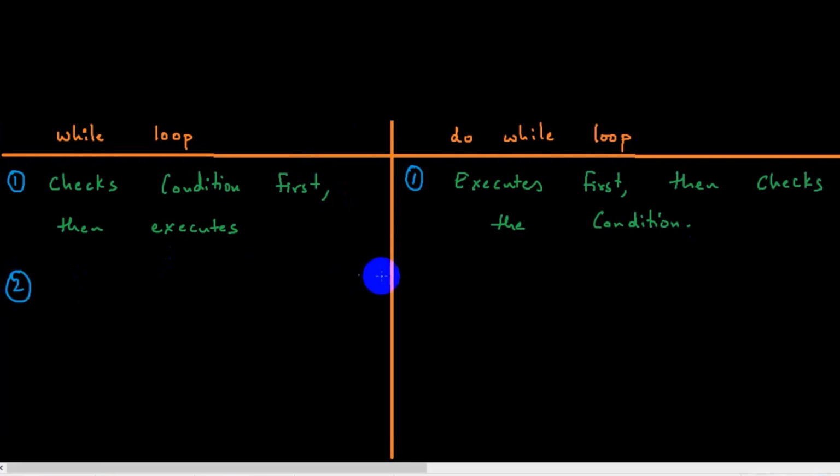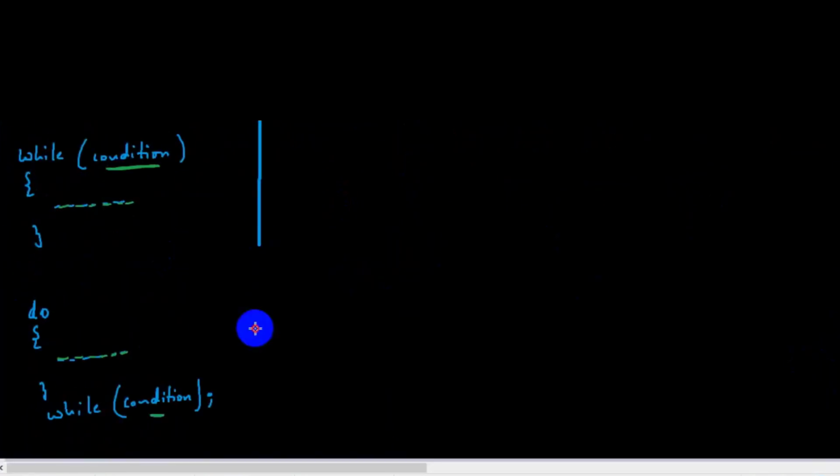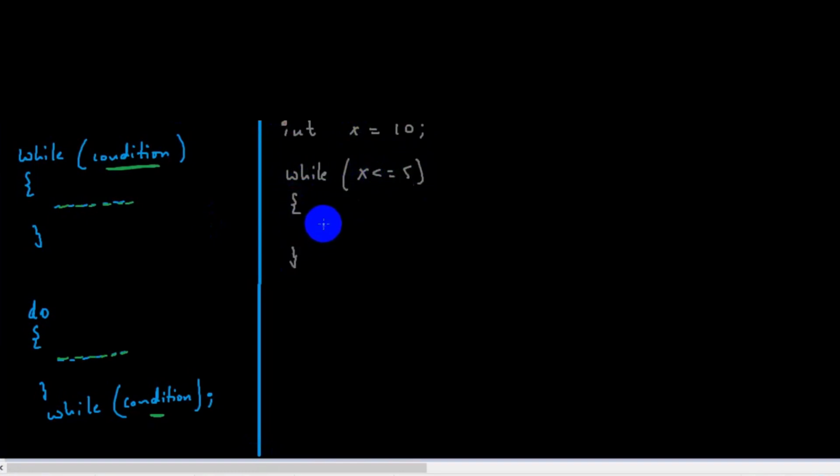What is the second difference, sir? Again, it's easy. I will tell you with very simple data, you will understand. Now I'll give my x value. See, int x equals 10. While x is less than or equal to 5, you have to print, SOP, the x value.